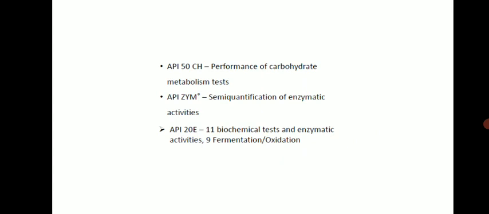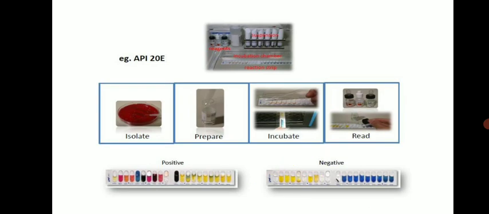So here the protocol is given to perform the API 20E system, and it is very simple to perform. You just have to isolate the unidentified microbes in pure culture, then prepare a suspension of those isolated colonies, then inoculate the test kits, incubate, and read the observation. You simply observe the color change and assign whether a particular test is positive or negative. So here you can see a positive test as well as a negative test.